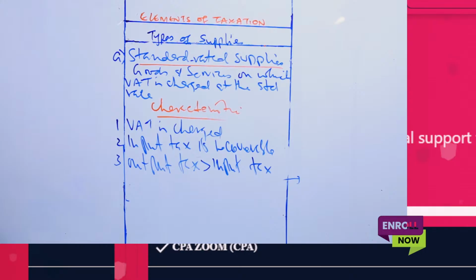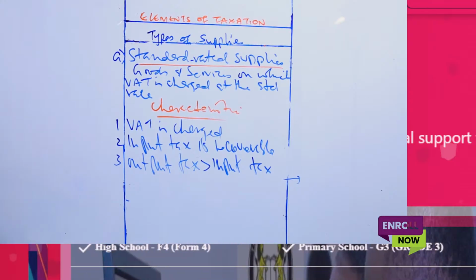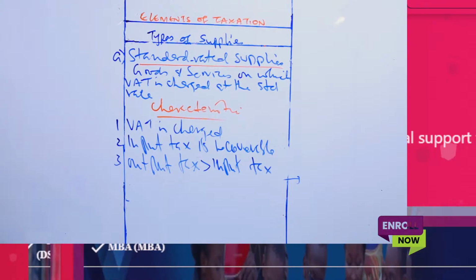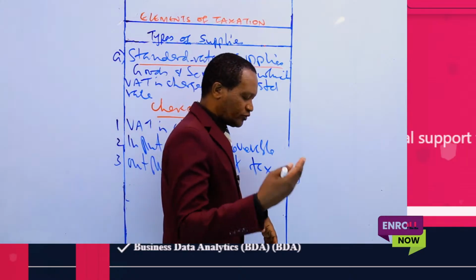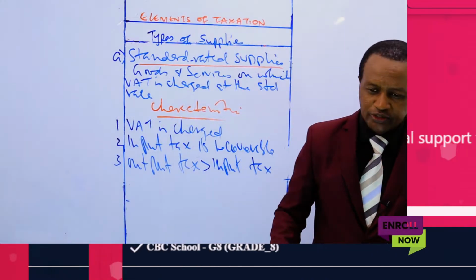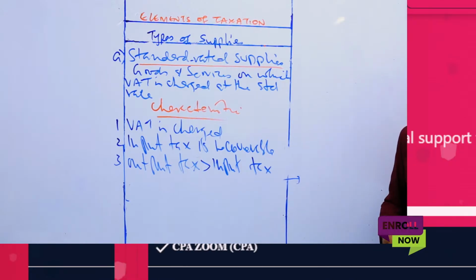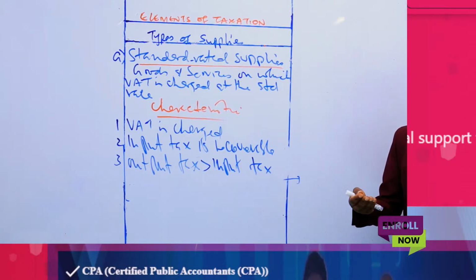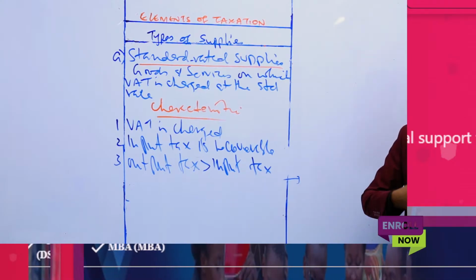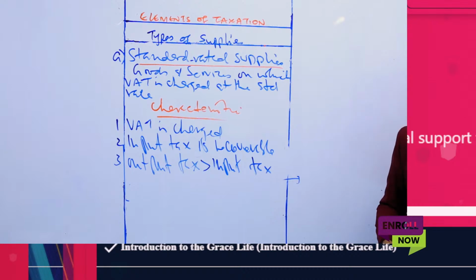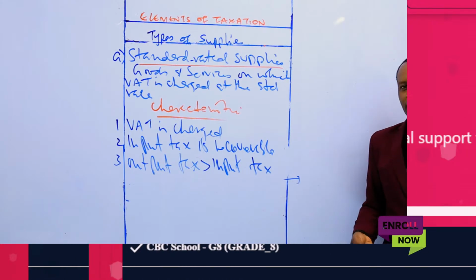Then we have restaurant and hotel services. Of course, there could be some specific exempt items. Professional services also attract VAT. Those providing professional services like accounting, law are required also to pay VAT. Examples are legal services, accounting, professional services, consulting, architectural, engineering, and so on.